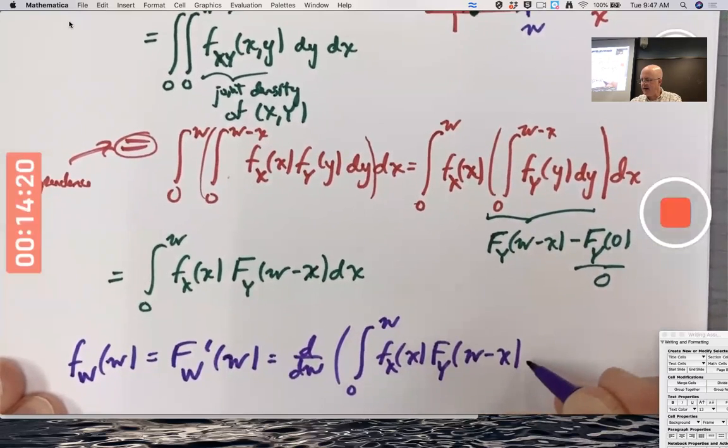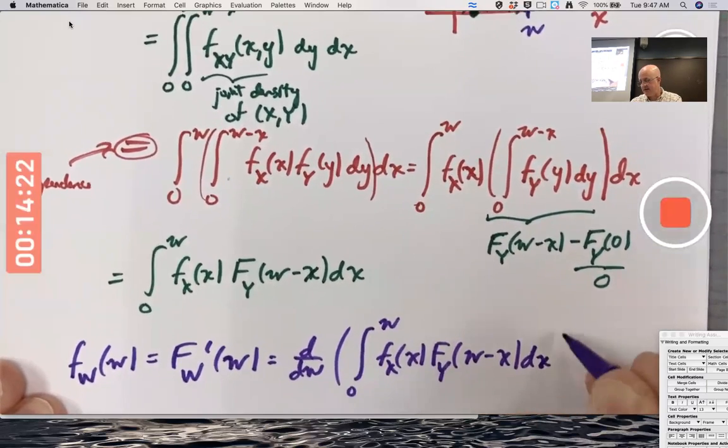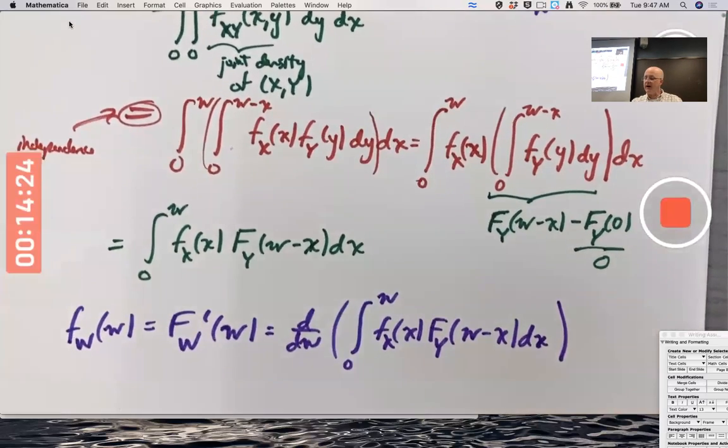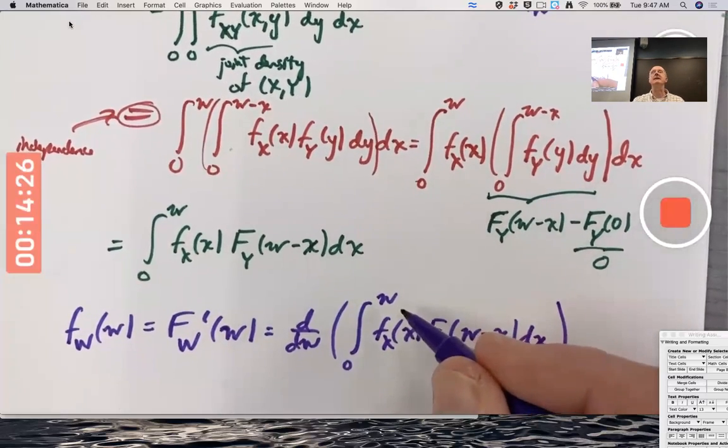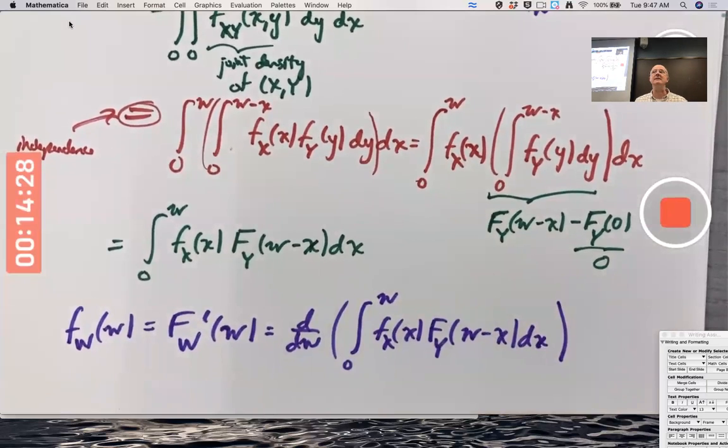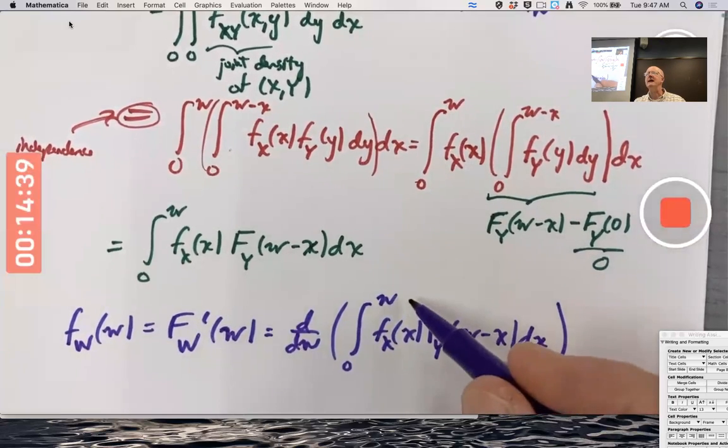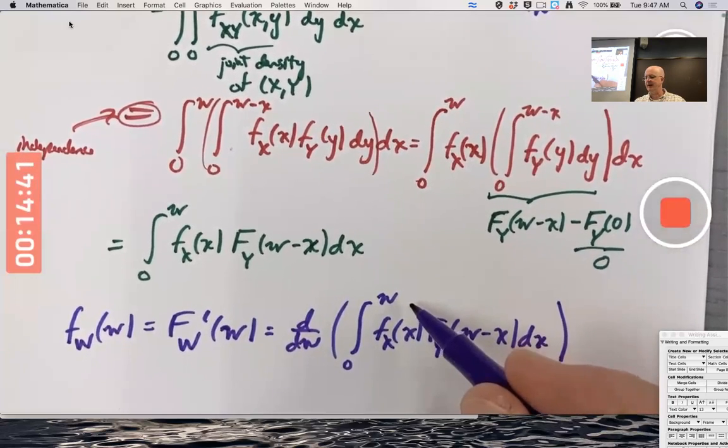That sounds kind of familiar, or it should at least. Where the variable is in the upper limit of the integral, that sounds like a fundamental theorem of calculus, part 2 problem, right? Except there's a fly in the ointment here. That's not the only place W appears. It also appears right there.